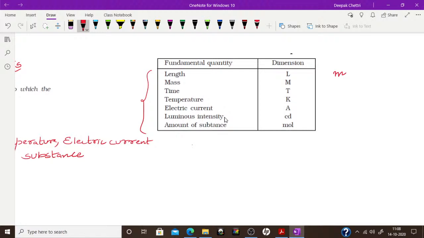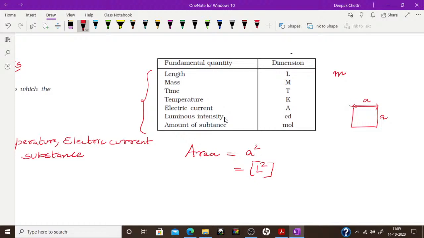Now for example, suppose area is a physical quantity. Simply take a square. If a is the side of a square, then the area of the square is a squared. Now a is a side, which is a length. What is the dimension of length? L. So this will be L squared. This means the dimension of area is L squared. Is it clear?